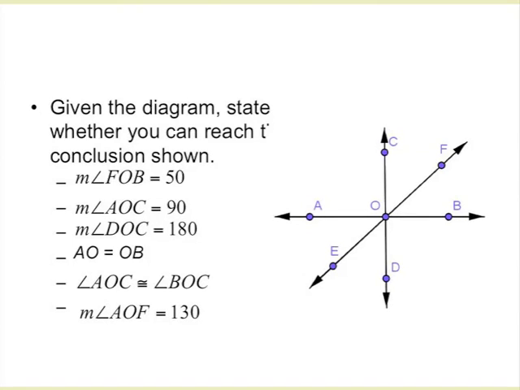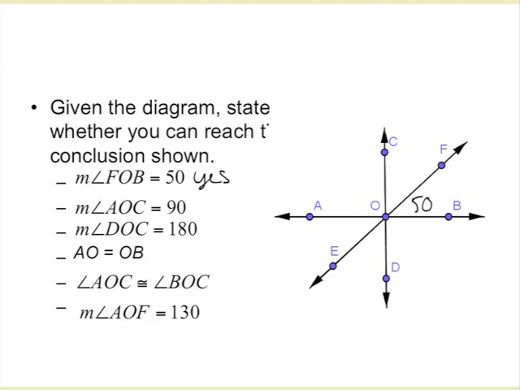Last group of problems. You're supposed to be given a piece of information here that I don't think copied through. There should be a 50 in that segment there. So now we want to say whether or not we can for sure reach this conclusion. Not assuming, but whether we can know for sure. Can we know that the measure or size of angle FOB is 50? Yes, because that's the one I just told you to fill in.